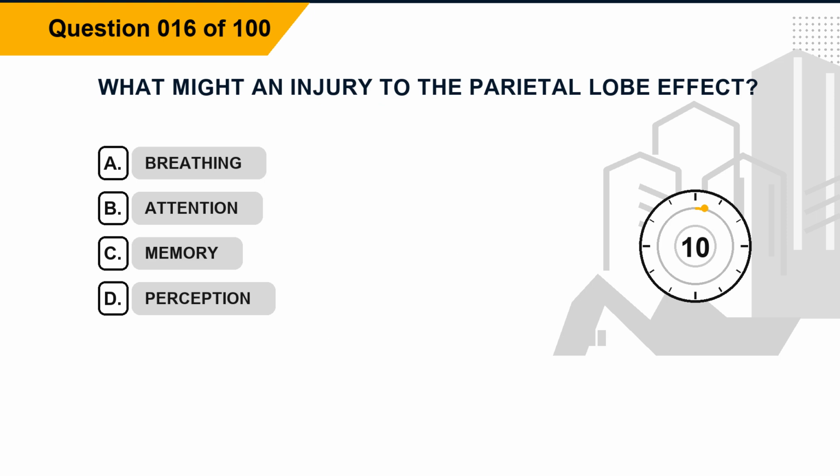Question 16. What might an injury to the parietal lobe affect? Option A. Breathing. Option B. Attention. Option C. Memory. Option D. Perception. The correct answer is option D.